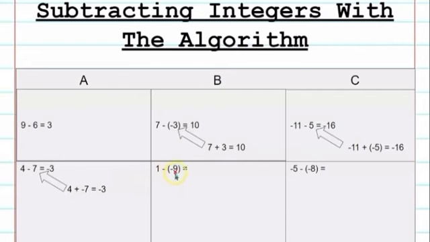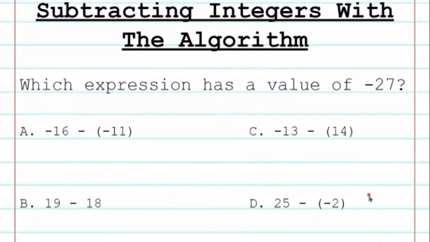1 minus -9. Keep the first number the same. Flip this minus sign to an addition sign and change it to its opposite, which will be 1 plus 9. Easy, 10. These both are 10 by coincidence. -5 minus 8. Keep the first number the same. Flip the minus sign to an addition sign and change this one to its opposite. -8's opposite is 8. So add this up. You get 3.